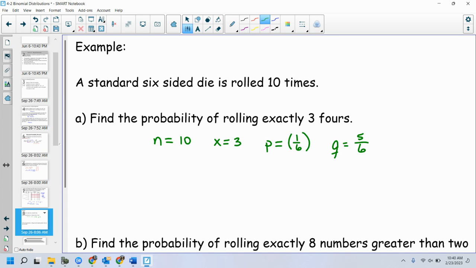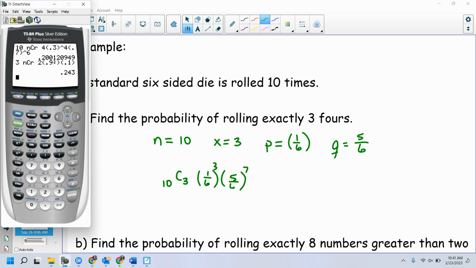P is the probability of success, which is 1/6. Q is the probability of failure, which is 5/6. Anything other than a 4 is a failure. So we have 10C3, 1/6, 5/6. 1/6 is being raised to the third power. What's my power on 5/6? Seventh power. How many times we want a failure to happen?